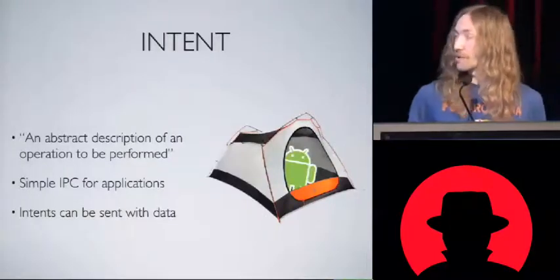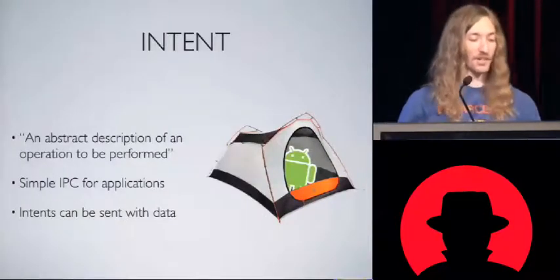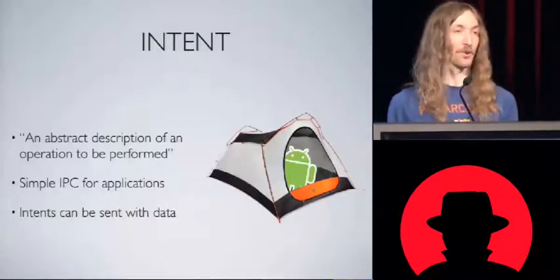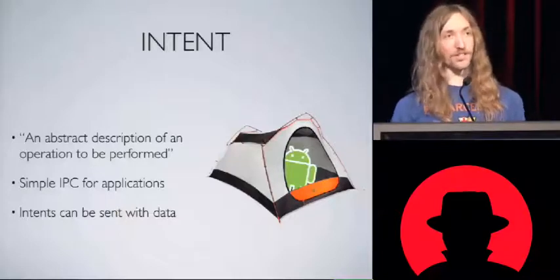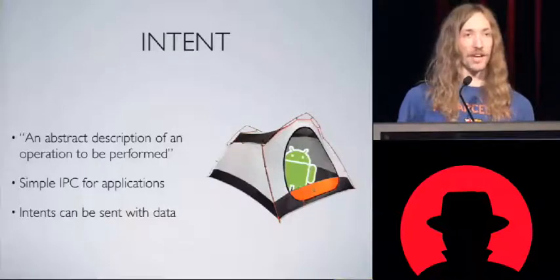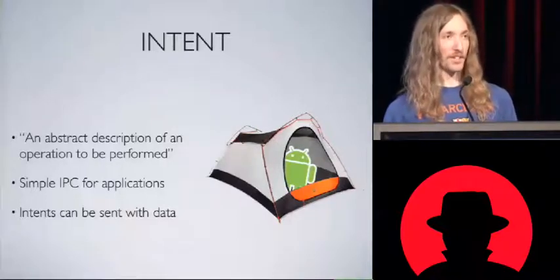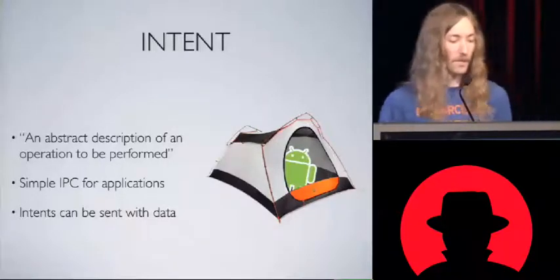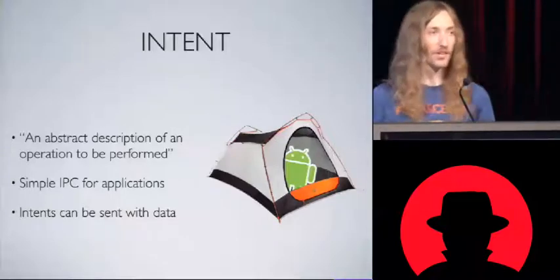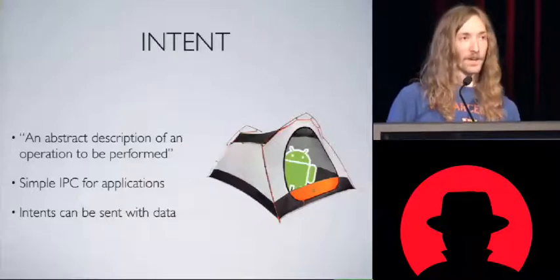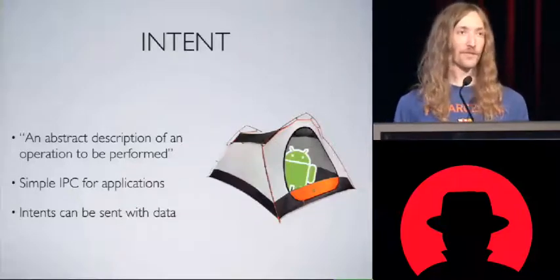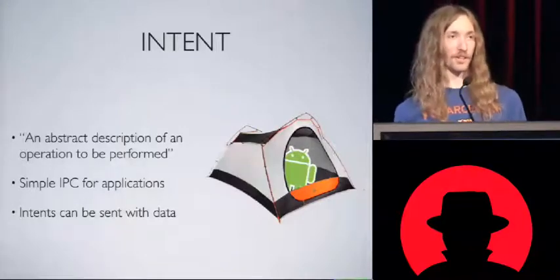Intents. So Android intents are basically, in the documentation it says, an abstract description of an operation to be performed. So this is essentially just a simple data structure of an action and data associated with that, that's passed in the form of a URI. And we use this as basically a low overhead IPC between applications so that we can say, hey, we want to start a browser, here's a URI for this, or we want an action view, here's some content data.